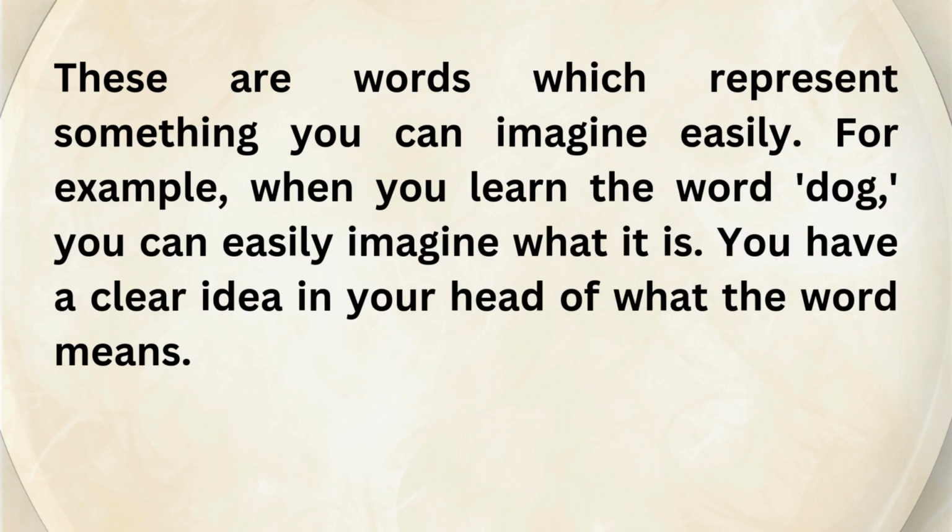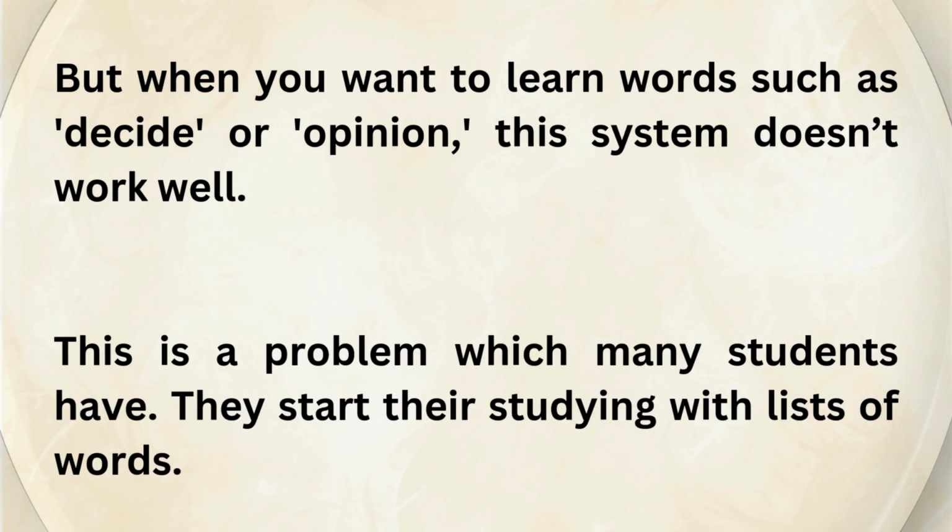These are words which represent something you can imagine easily. For example, when you learn the word dog, you can easily imagine what it is. You have a clear idea in your head of what the word means. But when you want to learn words such as decide or opinion, this system doesn't work well.